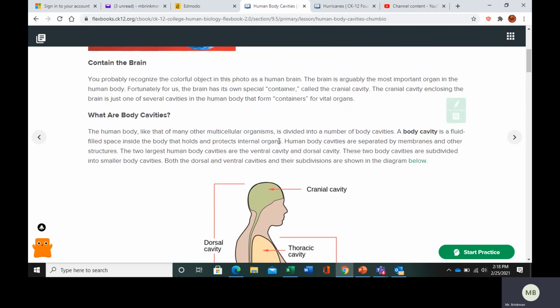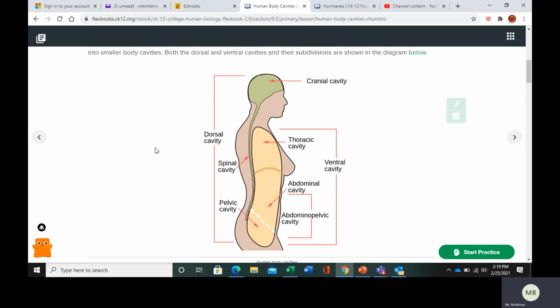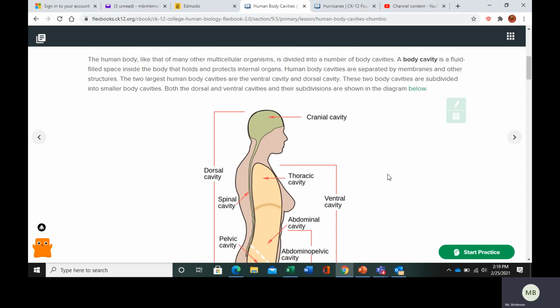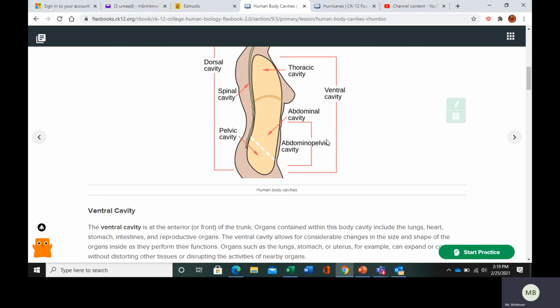So a body cavity is a fluid-filled space inside the body that is going to hold and protect your organs. The cavities are separated by membranes and other structures. The two largest human body cavities are the ventral, which is the front, and dorsal cavities. If you remember, sharks and dolphins have their dorsal fin on the back. So that is how you can remember that the dorsal cavity is the back portion. All right, then they are going to be further subdivided.